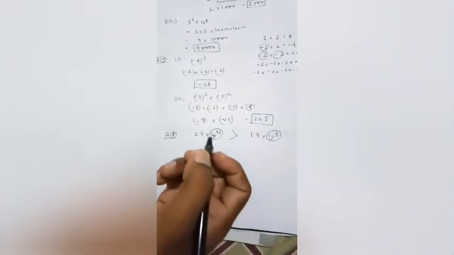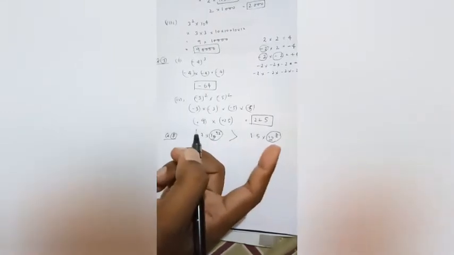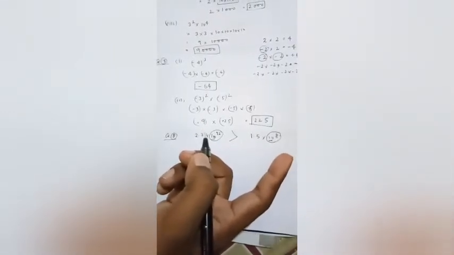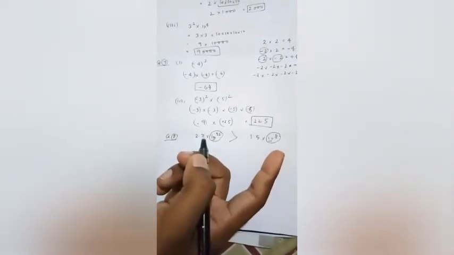In the next question, 10 raised to 14 and 10 raised to 17 are given. So 3 into 10 raised to 17 would be the bigger number.